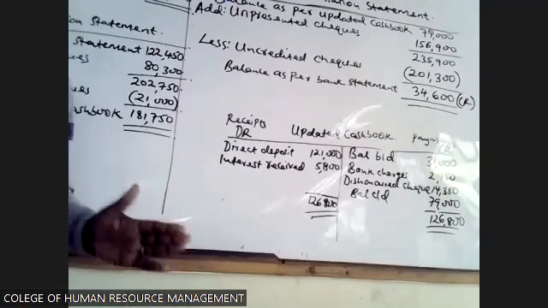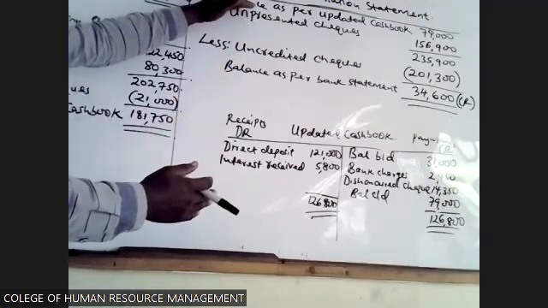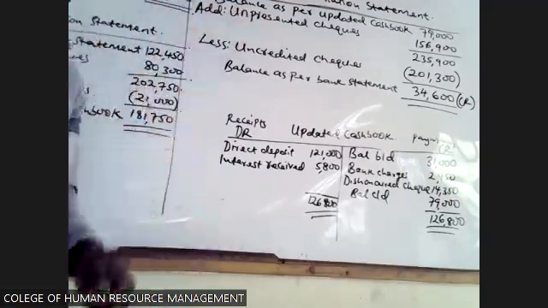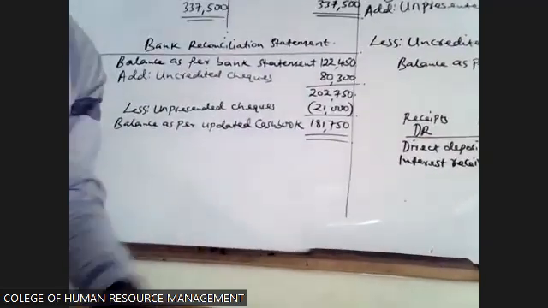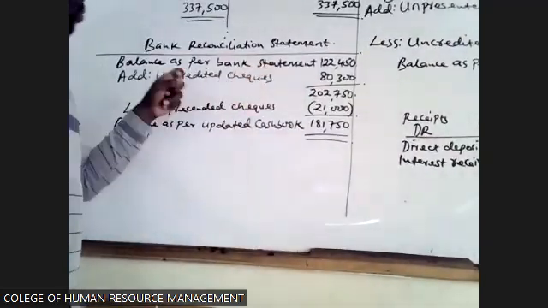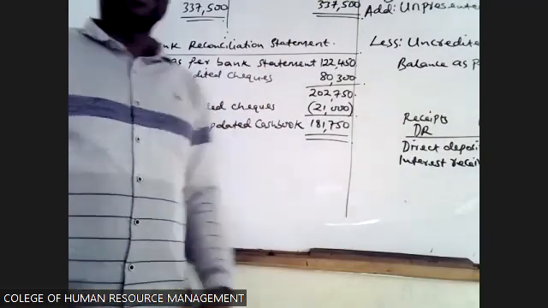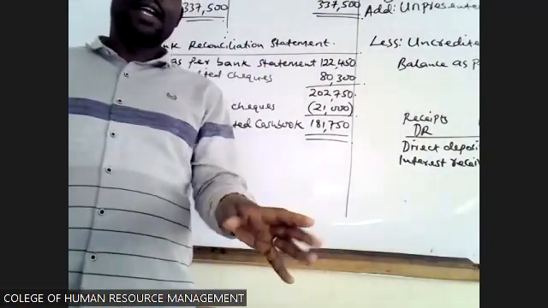So it depends with what you are starting. If you start with balance as per the updated cash book, add unpresented, less uncredited. But if you have decided to start with the balance as per the bank statement, add uncredited, less unpresented. That is the idea behind it.